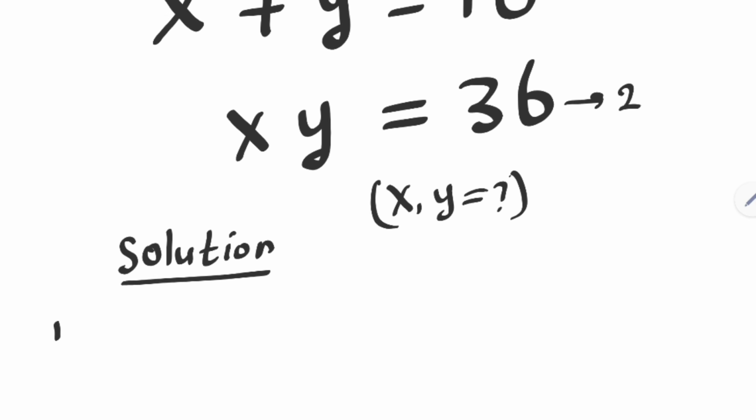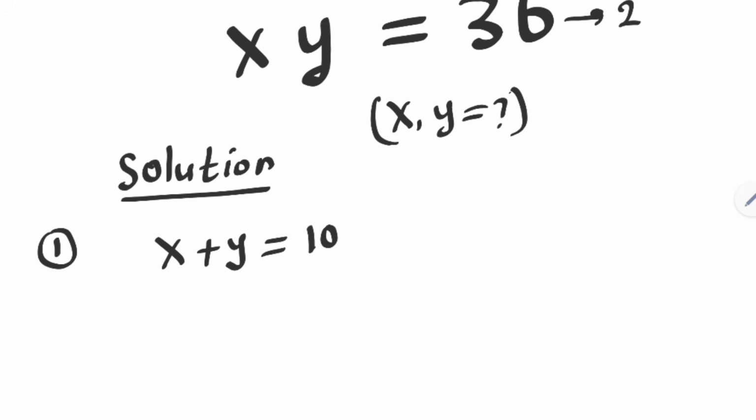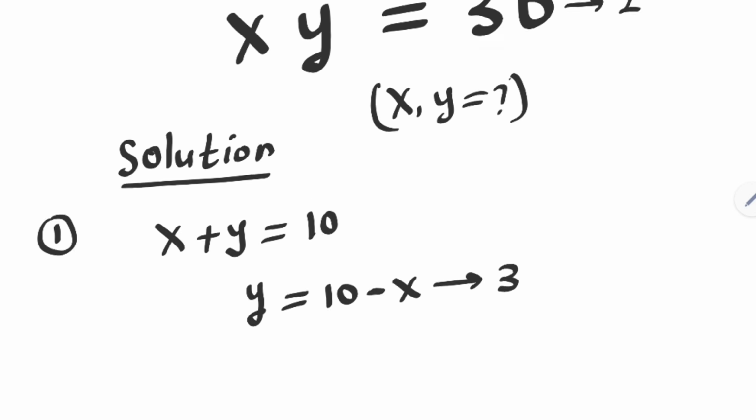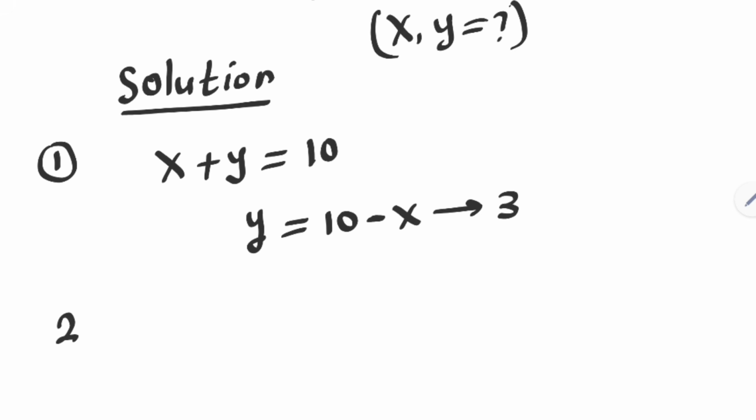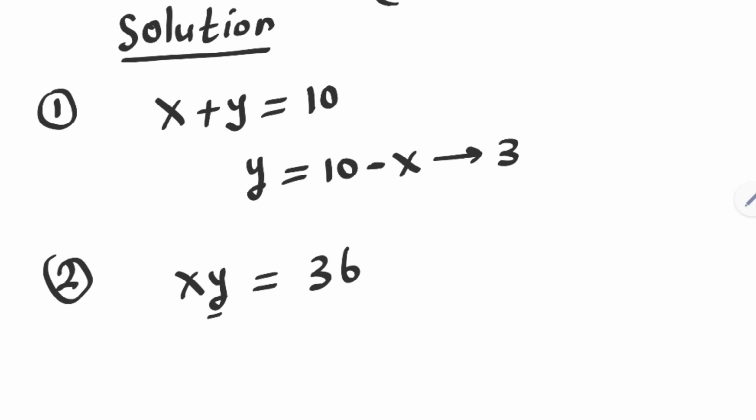From equation 1, x plus y is equal to 10. Then let us make y the subject of the formula. Y is equal to 10 minus x. Let us call this equation 3. From equation 2, xy is equal to 36. Let us substitute for y, which is 10 minus x.